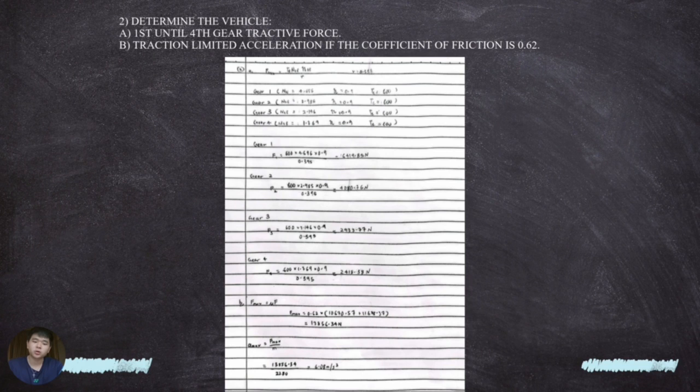So to solve this question, firstly, we will use the maximum tractive force, which is the total force at the front side and rear side multiplied with the coefficient of friction, which is 0.62. With the answer, we just have to sub into the formula of traction limited acceleration, and we can find out our acceleration easily, which is 6.08 meters per second squared.